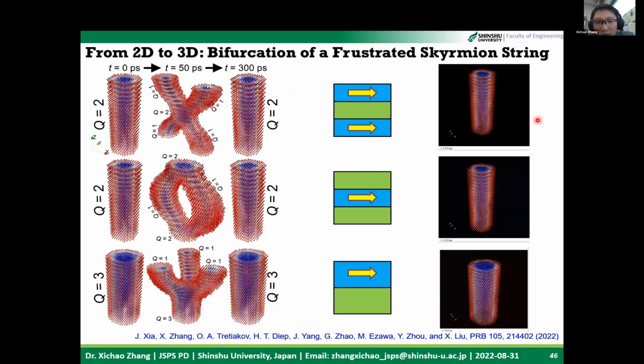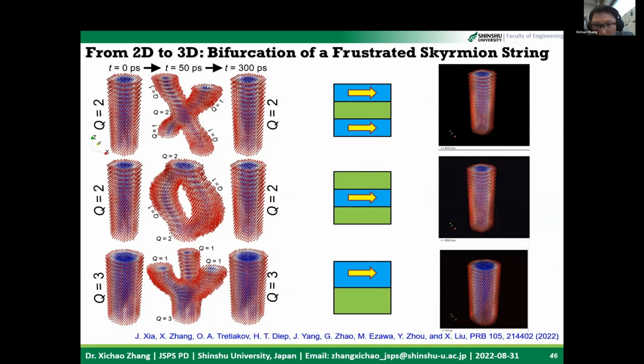In similar ways, if we apply the current pulse to both the top and bottom 5 layers of the multilayer and assume no current injection in the middle 10 layers, we will get the skyrmion string bifurcated into an X-shaped skyrmion string with 4 branches. And if we only apply the current pulse to the middle 10 layers and assume low current injection in the top and the bottom 5 layers, we will get the skyrmion string bifurcated into an O-shaped skyrmion string.